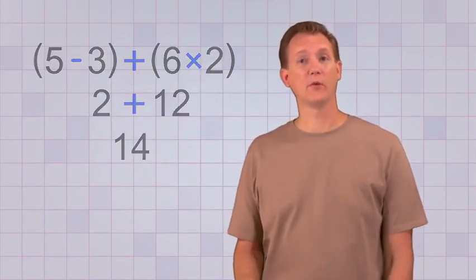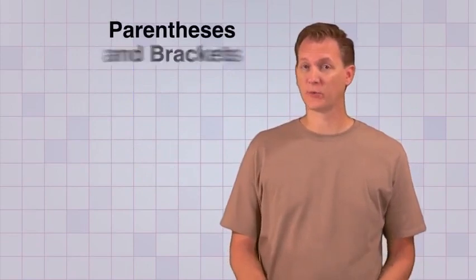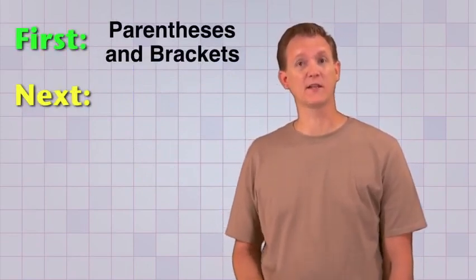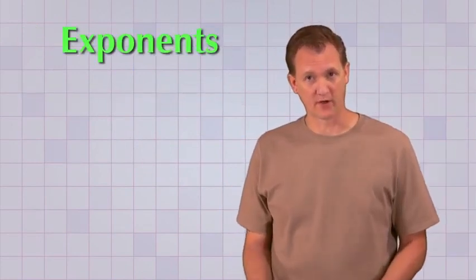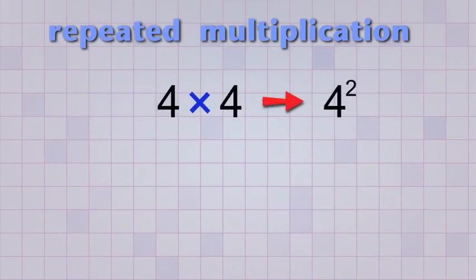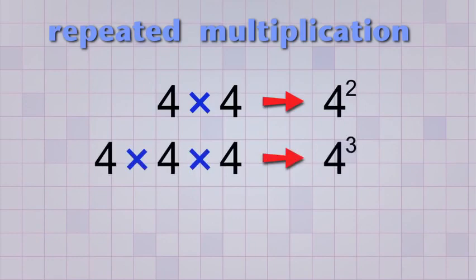Okay, now that we know that we always do operations in parentheses or brackets first, let's take a closer look at the second rule that says the next thing we do is exponents. Now, if you haven't seen exponents before, they're just a way of writing repeated multiplication. For example, the repeated multiplication 4 times 4 can be written in a shorter form as 4 multiplied twice. And 4 times 4 times 4 can be written as 4 multiplied 3 times.